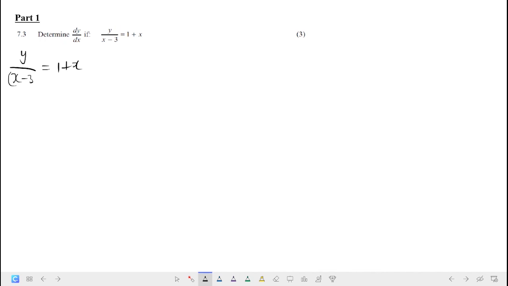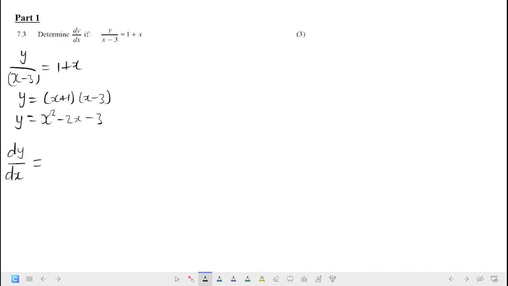This means when I take this x minus 3 and multiply over, then y is equal to x plus 1 times x minus 3, and when I multiply everything out and simplify, it's going to give you x squared minus 2x minus 3. Then from here we can see y is the subject of the formula, and not just the subject, it is a function of x. This means now dy dx can be applied.